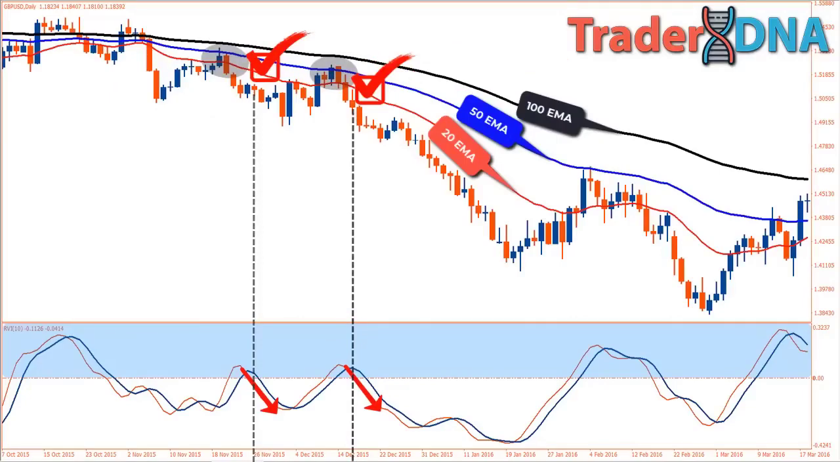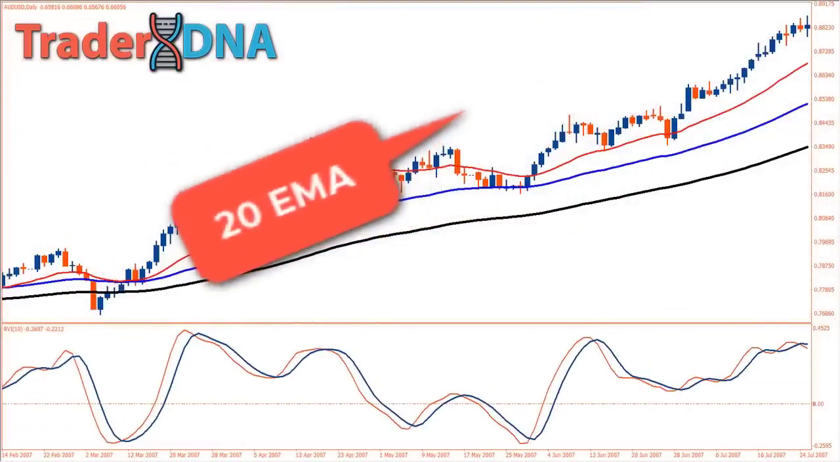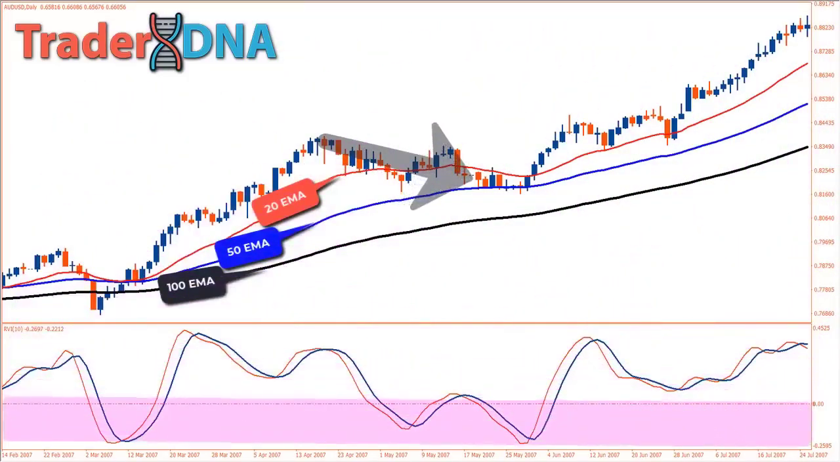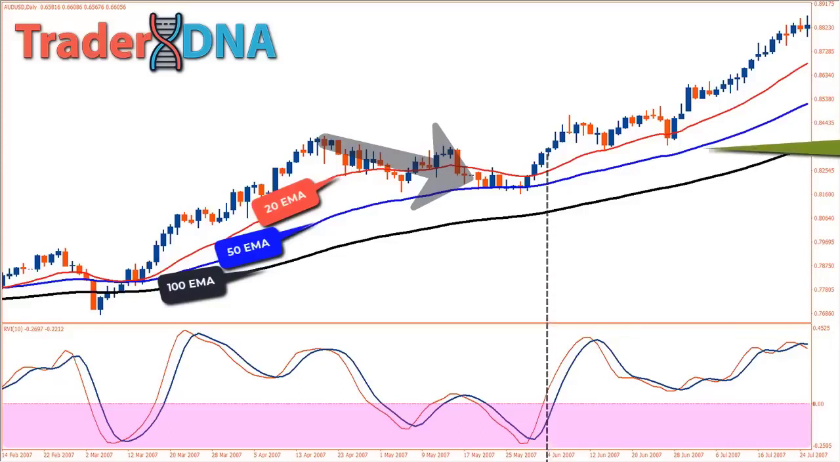For instance, in the first setup, we're looking to buy. In this chart, the 20-period EMA is above the 50, and the 50 is also above the 100. So first we are waiting for the pullback into the exponential moving averages and for the RVI oscillator lines to reach the oversold area. Once the RVI indicator makes a bullish cross above the center line, we can take a long position and place our stop loss below the nearest swing low or below the 50-period exponential moving average.